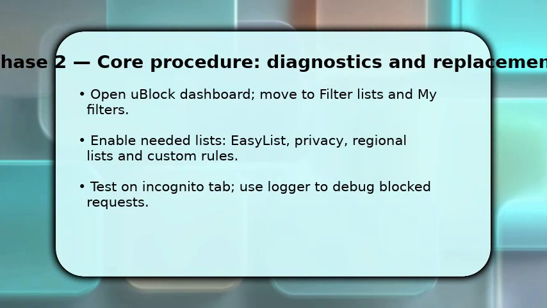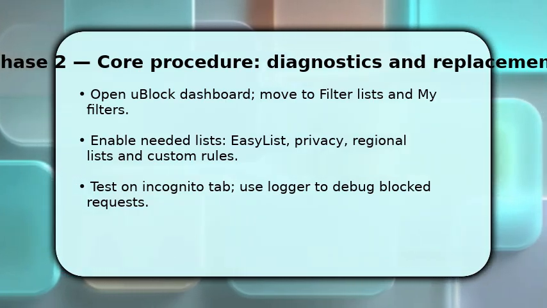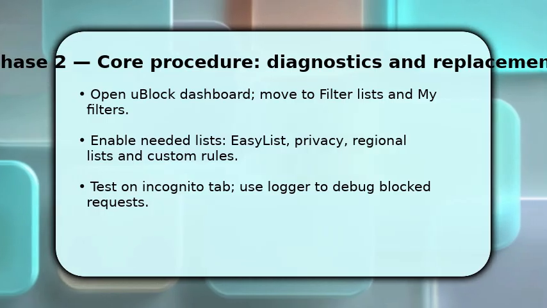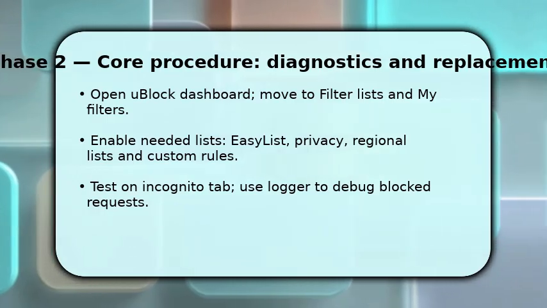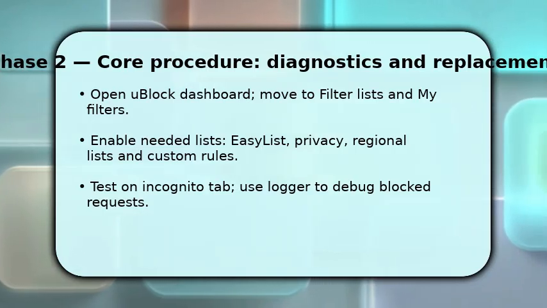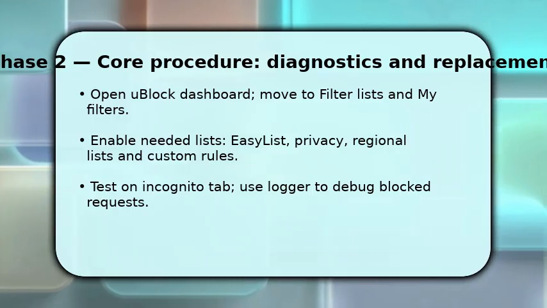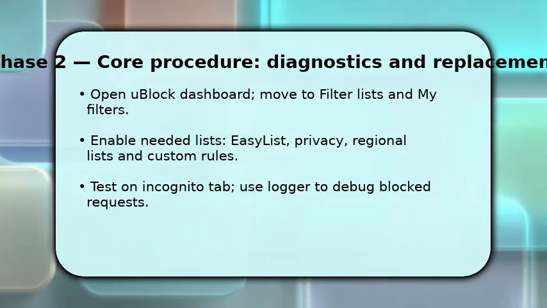Next, configure uBlock for the private context. You do this because Incognito isolates site data, but not extension rules. Open uBlock's dashboard, enable recommended filter lists like EasyList and Privacy Lists, then add any custom rules under My Filters. Make sure to update lists and purge the cache so rules apply cleanly.